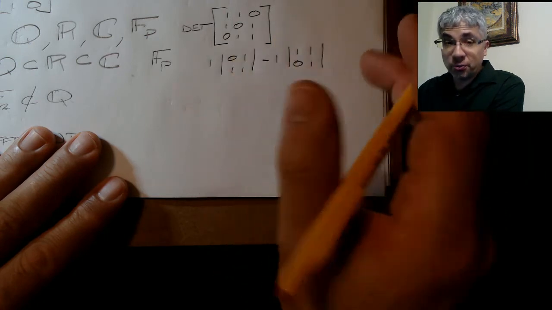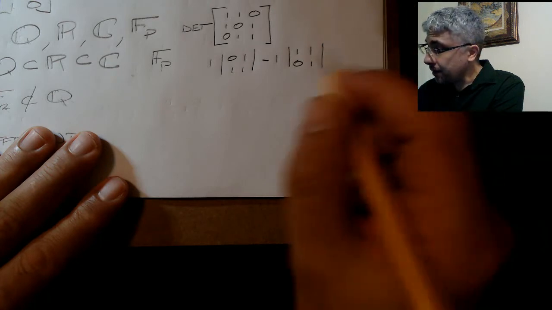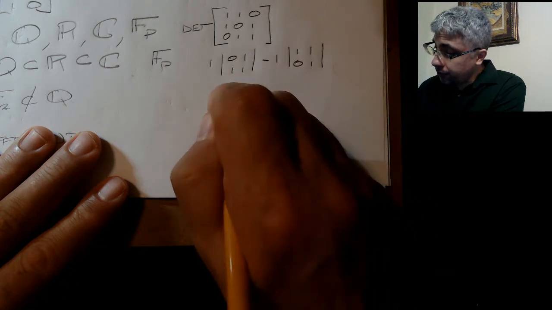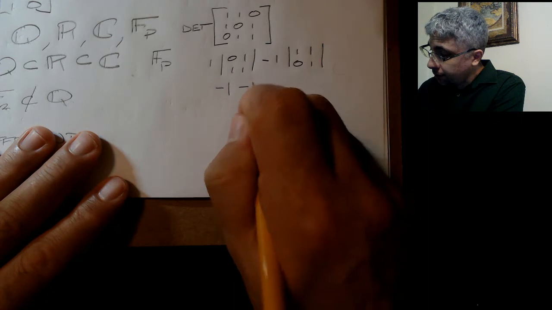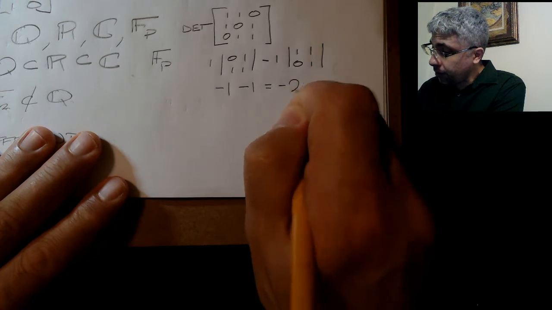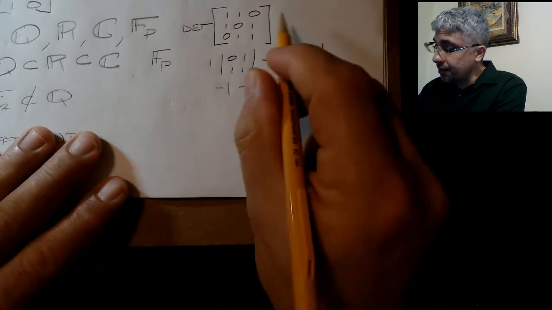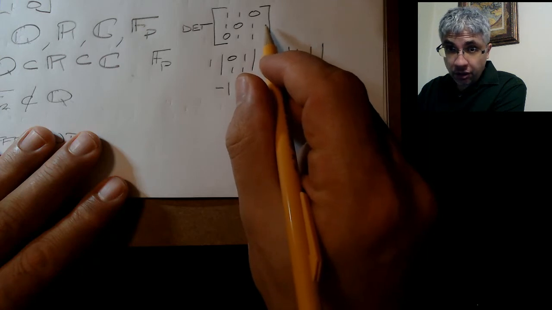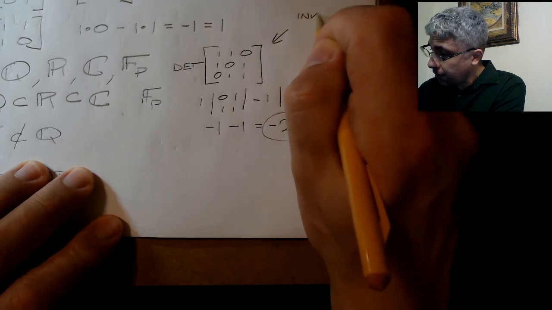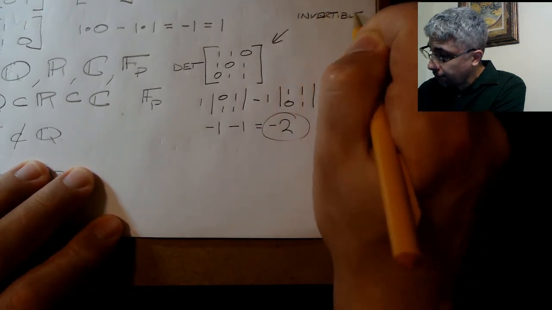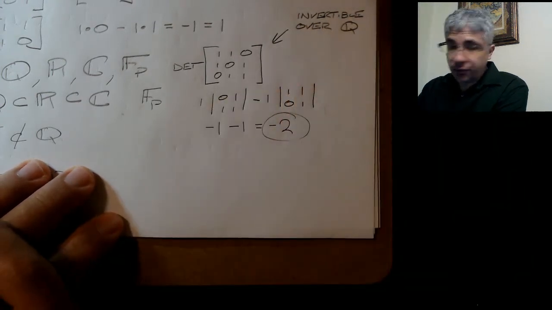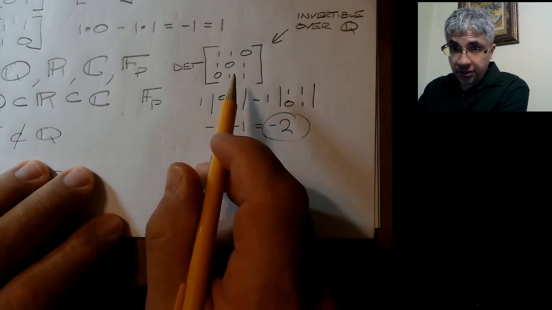I could do some row manipulation first that might make this even easier. But in any case, what do I have here? Well, I have 0 minus 1, so I have a minus 1 here, and I have minus 1 times 1 minus 0. So I have minus 1 times minus 1, that's minus 2. So that tells me that this matrix is an invertible matrix over the rationals. So this is invertible over the rationals. But think about what happens if we have this same matrix over Z2.